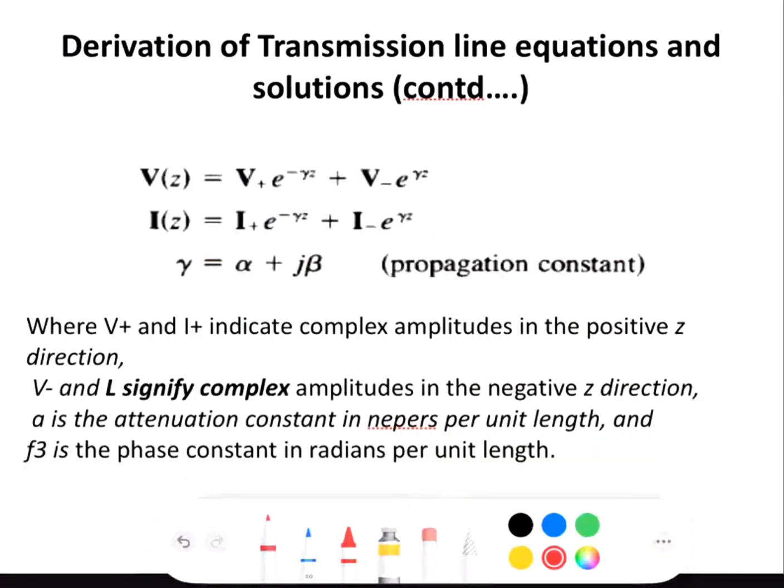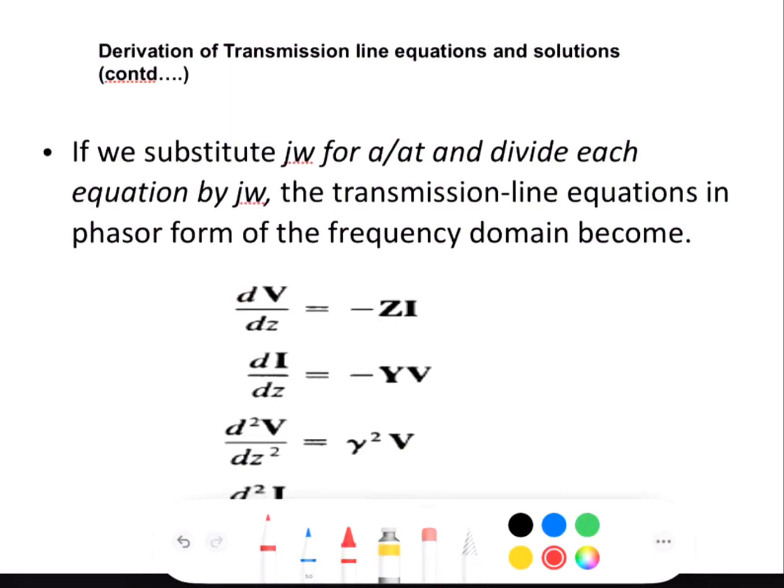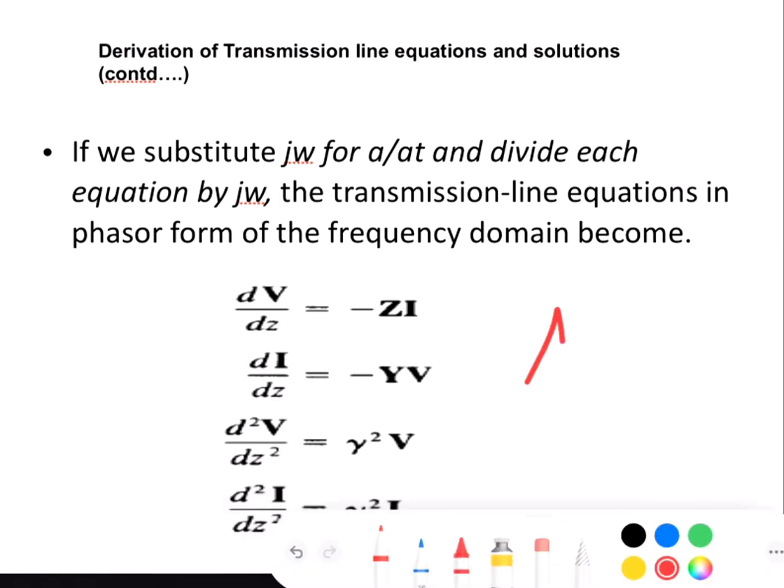Next, whenever we want to get the propagation constant, gamma is equal to alpha plus j beta. So here also you can see we have the real component and the imaginary component. When we want to analyze the propagation constant, we have gamma equal to alpha plus j beta. Whenever we substitute the value of j omega and divide each by j omega, then finally we have the transmission line equations in the phasor form, which can be analyzed in the frequency domain.